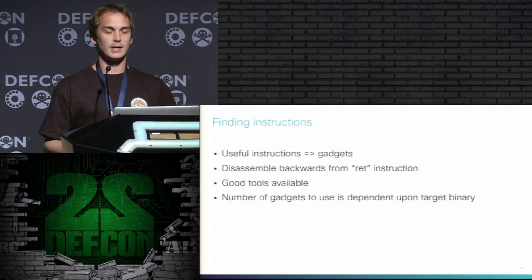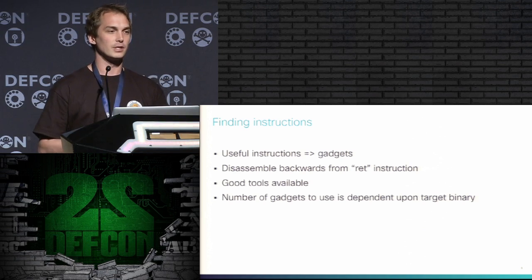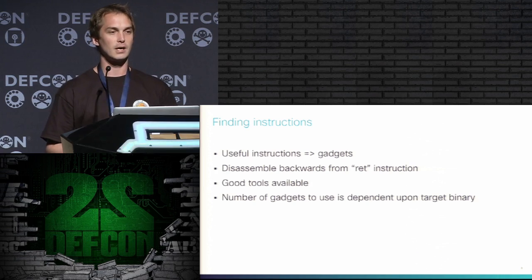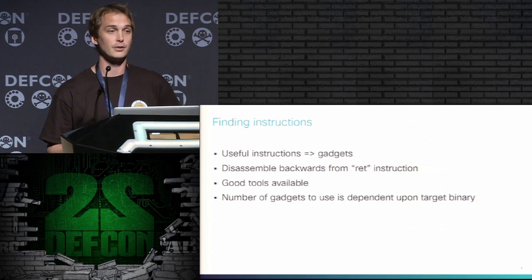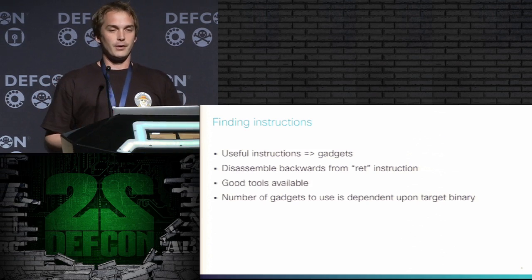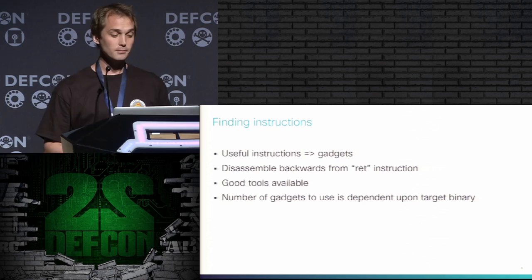What is called a gadget is basically just a useful instruction inside the target binary. So it's going to be a very small piece of assembly with a return instruction at the end. That is what you're going to call to execute code. To find them, you go over your binary, look for every return instruction, which is 0xC3, and disassemble backwards from that, and that will give you what you can work with.